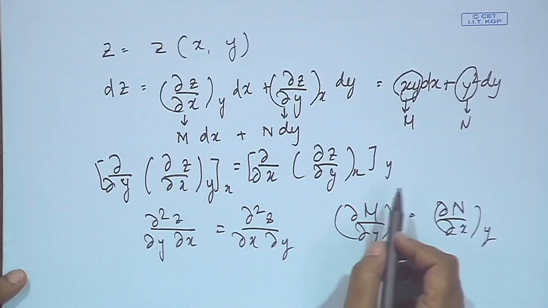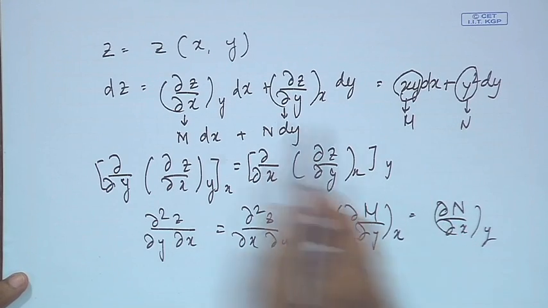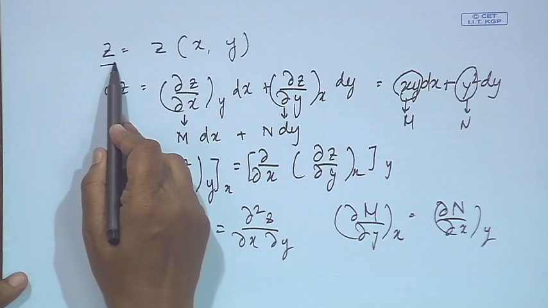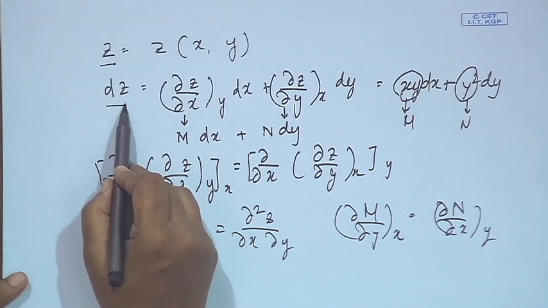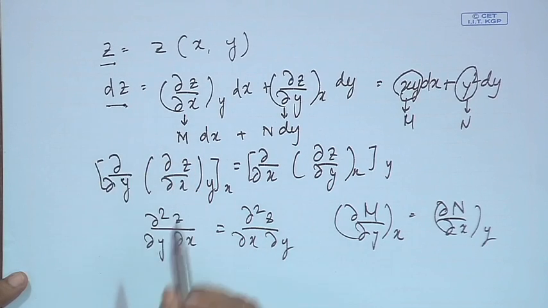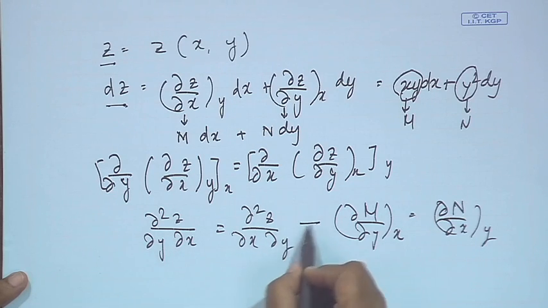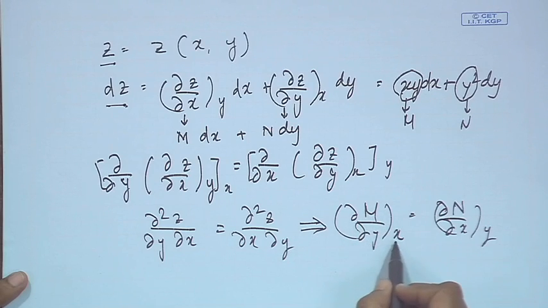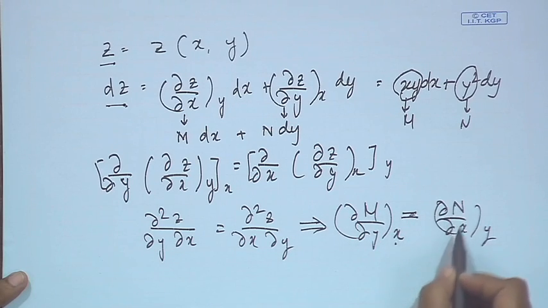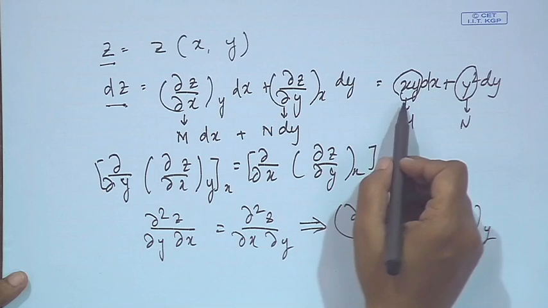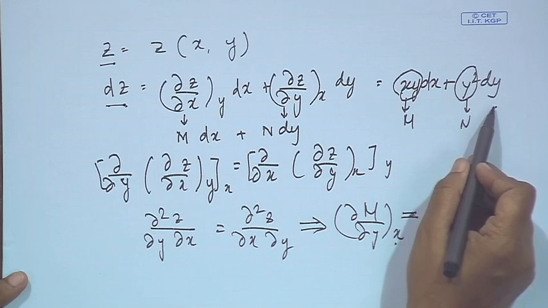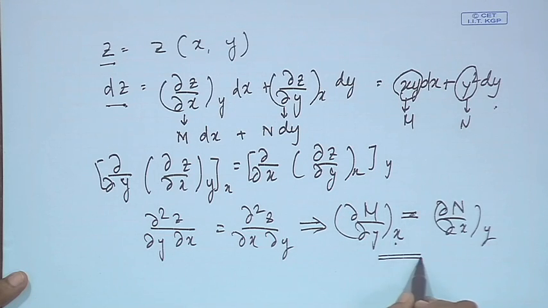So, what do we require to do in order to find out whether z is a property? For z to be a property, dz has to be an exact differential. If dz is an exact differential, then the order of differentiating z with respect to x and y is not going to matter. Del 2 z del y del x should be equal to del 2 z del x del y, and this automatically implies that del M del y at constant x should be equal to del N del x at constant y. So, for the equation of state which is provided, we just need to verify this particular thing.